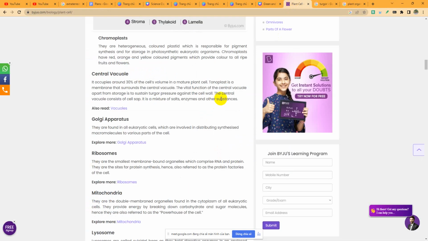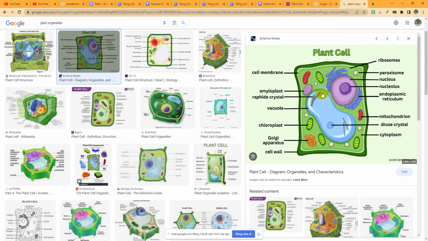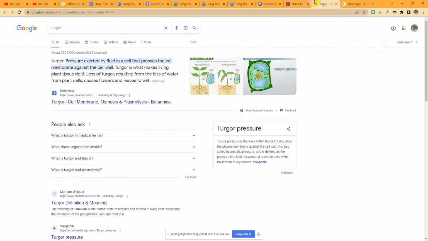Alright. The central vacuole consists of cell sap. It is a mixture of salts, enzymes, and other substances. So basically, this vacuole is really jelly-like, and it contains a lot of components like salt and enzymes, as presented in this explanation I've just told you guys about.